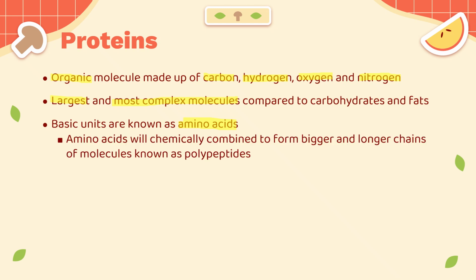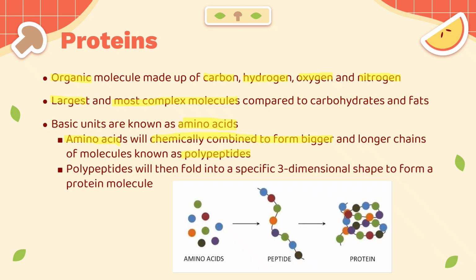Amino acids will be chemically combined to form bigger chains known as polypeptides. So before the formation of a protein, amino acids will combine first to form an intermediate protein, and this intermediate protein is known as a polypeptide. When I take many polypeptides, join them together and fold them, they will form a protein molecule.